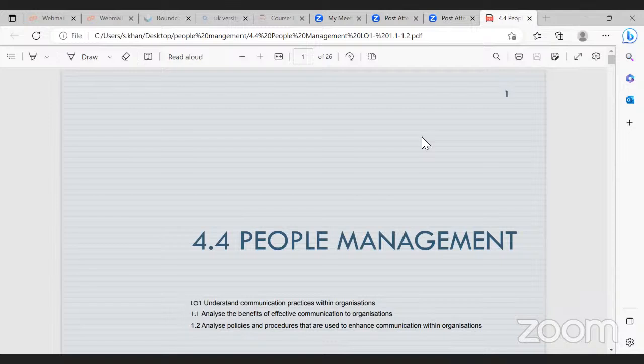And then we're looking at 1.2 to analyse policies and procedures that are used to enhance communication within organisations. And there are elements that we'll be covering in regards to 1.3 today, which is the legislation, and 1.4, the organisational structure.